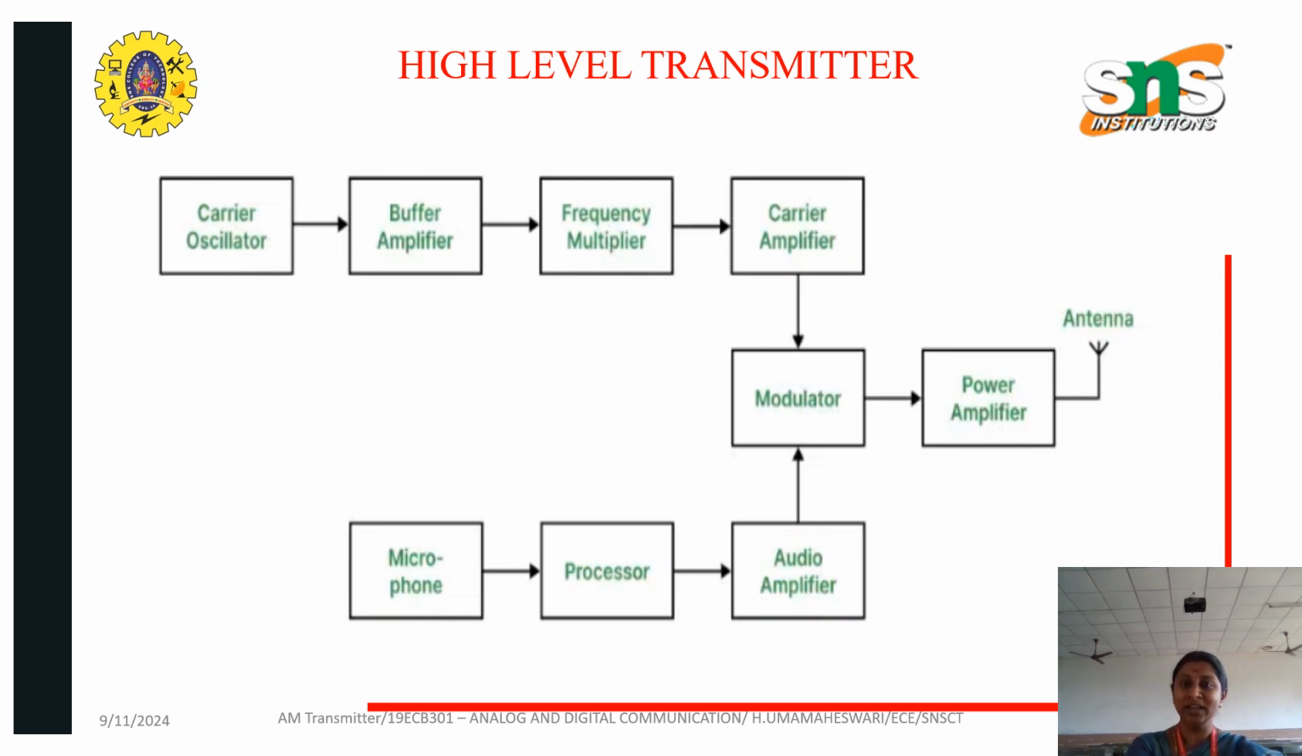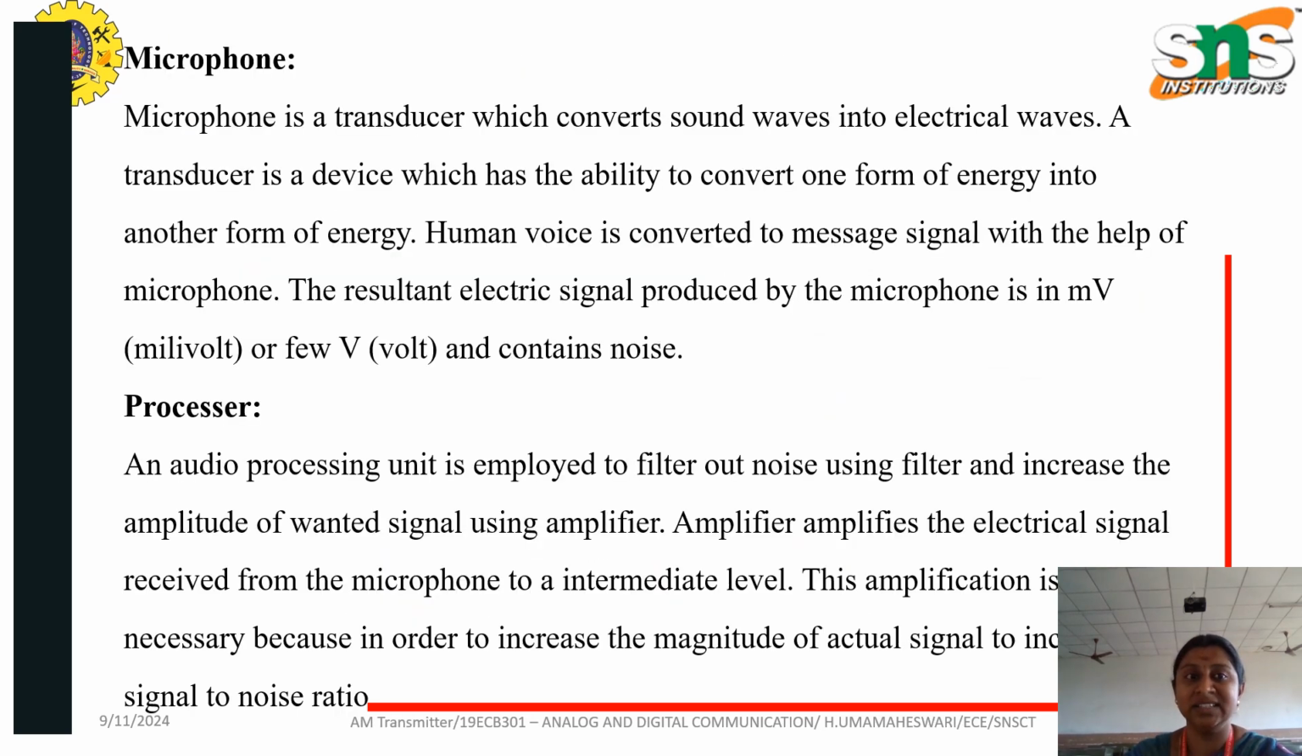Finally, the power amplifier is used here because only a small amount of power is taken from these other blocks, but the power amplifier is used in order to boost the power of the particular signal, and it is given to the antenna. This is nothing but a high level transmitter.